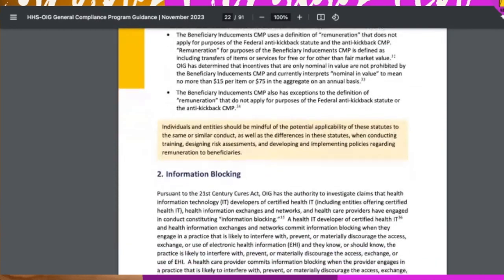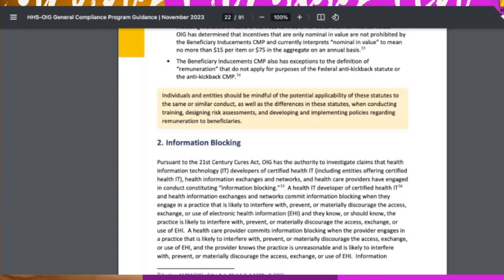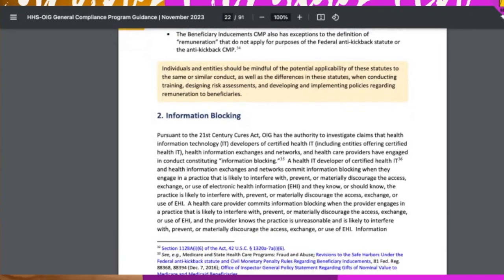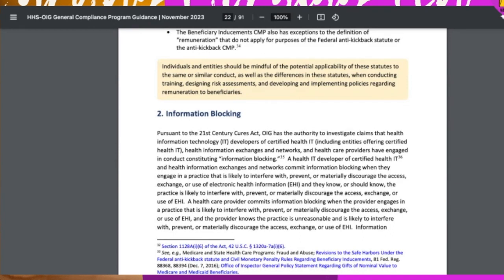So yeah, we also have, as a result of the 21st Century Cures Act, information blocking. They recently released some information on what happens to an entity that has engaged in conduct constituting information blocking. A health IT developer of certified health IT and health information exchanges and networks commit information blocking when they engage in a practice that is likely to interfere with, prevent, or materially discourage the access, exchange, or use of electronic health information, and they know or should know the practice is likely to interfere with, prevent, or materially discourage the access, exchange, or use of EHI.